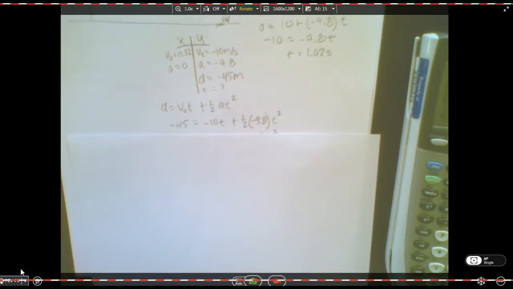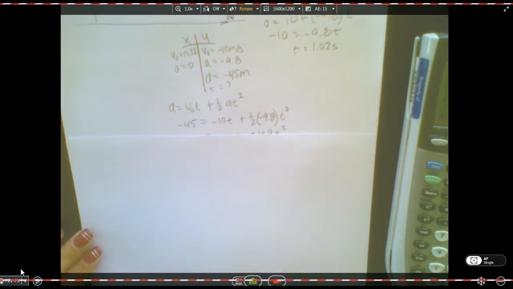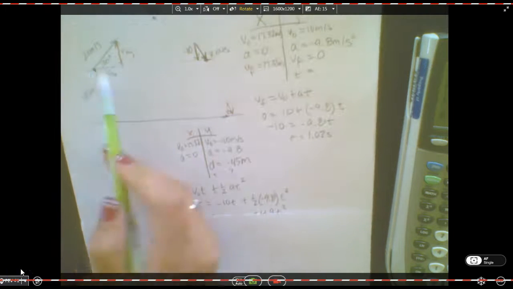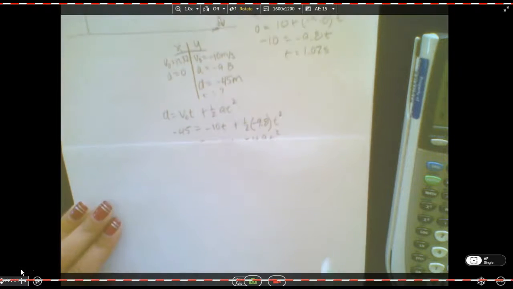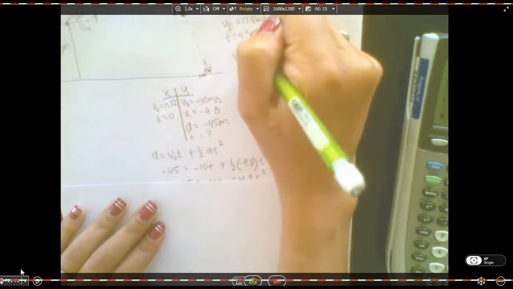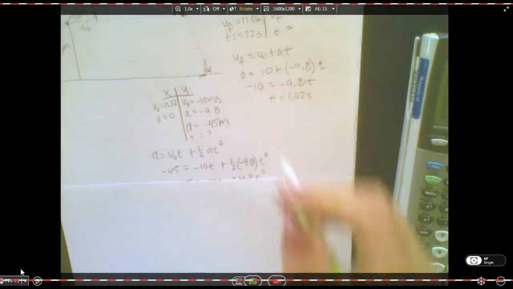Okay, so part C asks us to find the horizontal range, which is really just the displacement in the x direction. So we're really just trying to find this distance here. That's the range. So we can just plug in. We have enough information about x. We know the total time. So if we fill in this table, we know the time is 4.22 from our first part. So we have enough information.